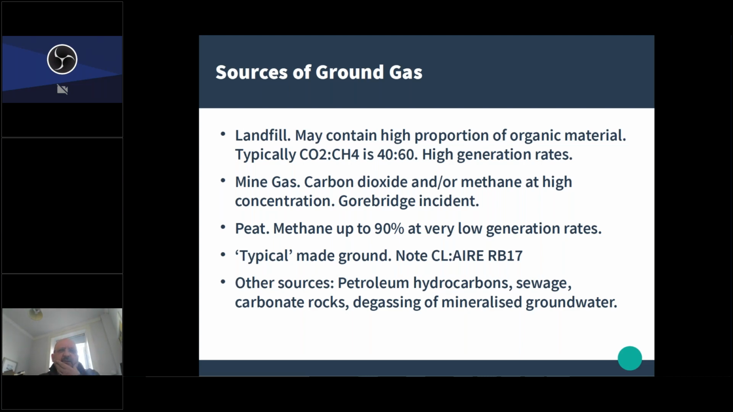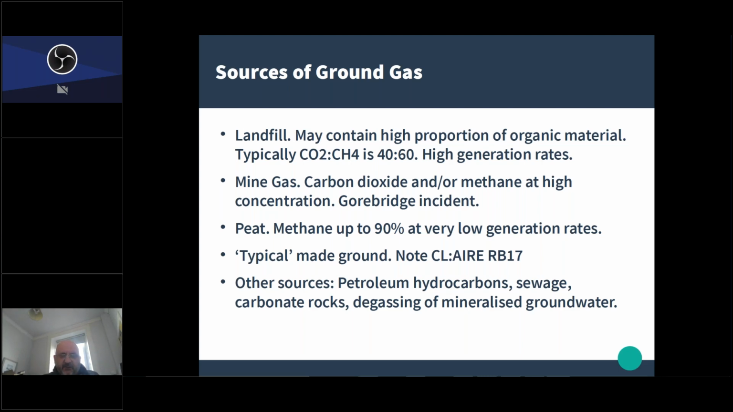Mentioned Gorebridge, where the issue was mine gas. It wasn't methane in that particular instance, but you get both methane and carbon dioxide as well as carbon monoxide and hydrogen sulfide. The miners used to refer to the methane as fire damp and the carbon dioxide as black damp or choke damp. Both can be present at high concentrations. Perhaps less of an issue for flooded workings and for non-flooded workings, but certainly mine gas was implicated in the Gorebridge incident.